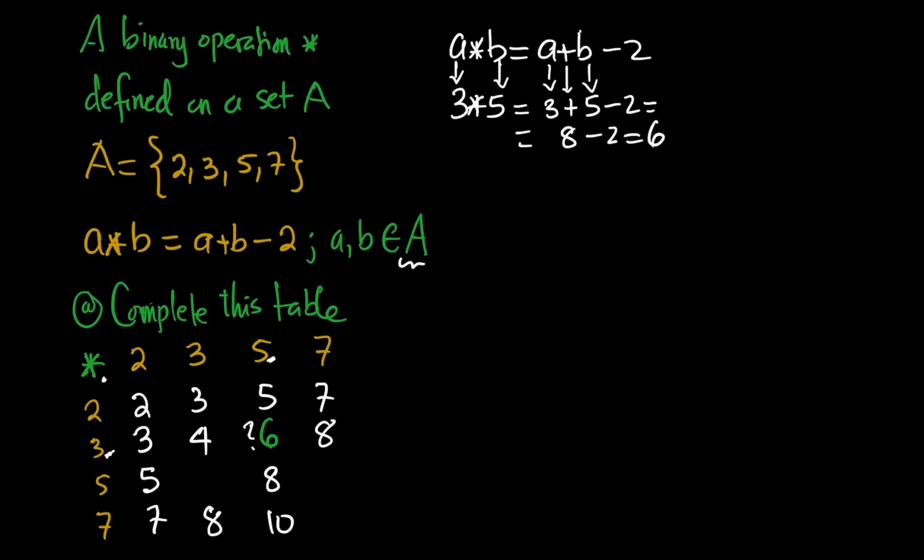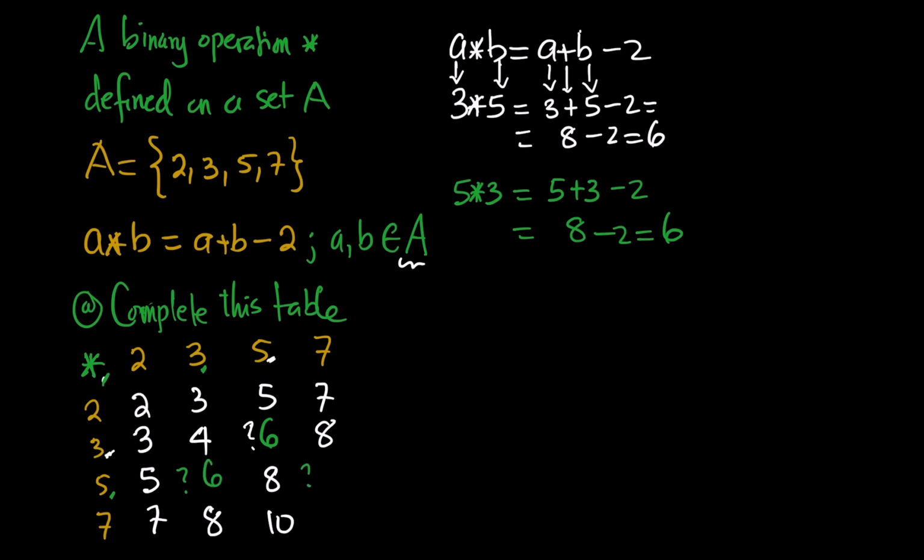Now, what about here? Here we are looking for 5 star 3. So what are we going to do? 5 star 3 is equal to, the A is 5, B is 3, minus 2. And we end up getting 8 minus 2. It also gives us 6. So here is a 6 as well.